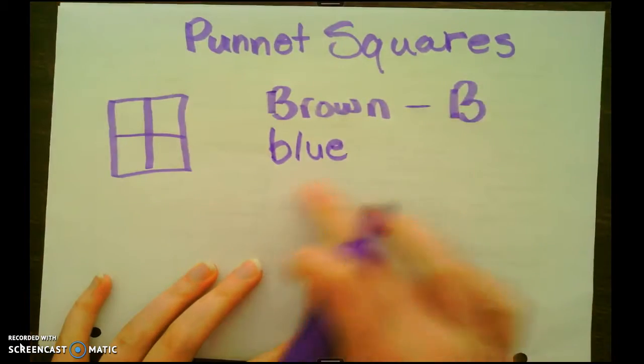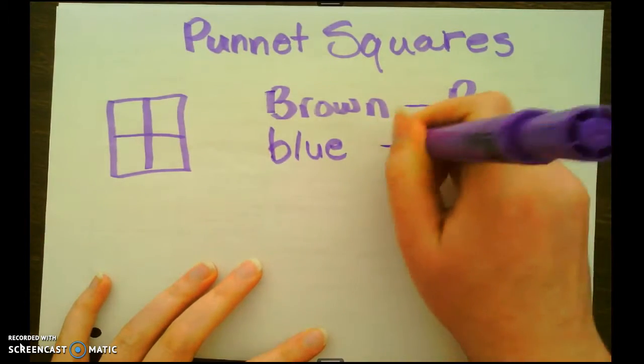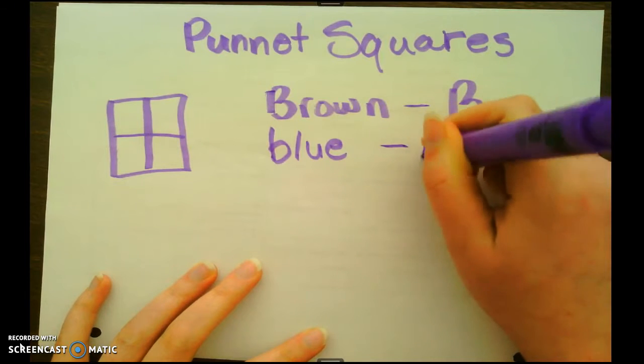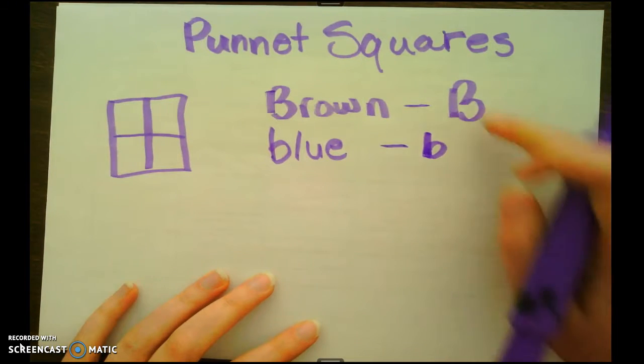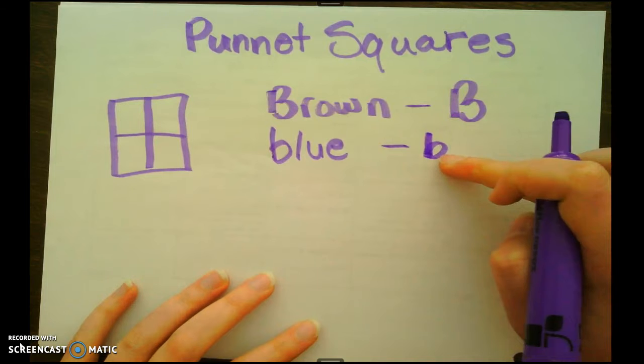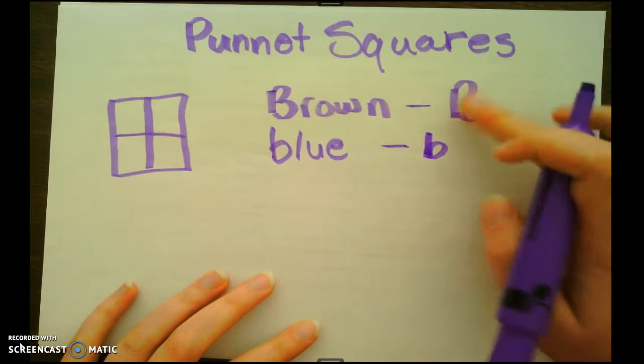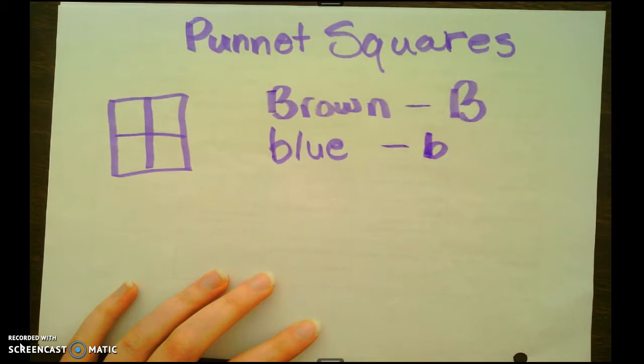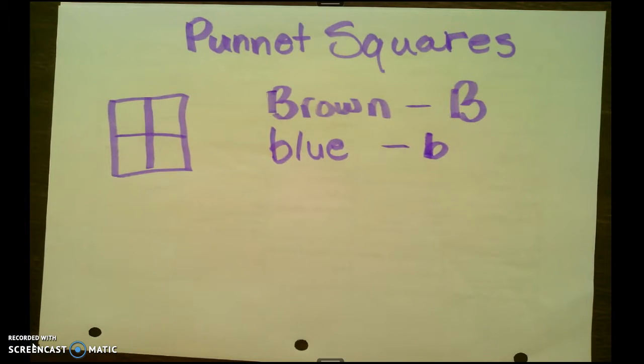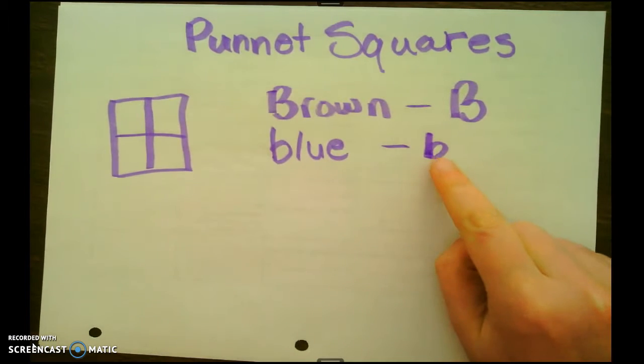Remember, recessive means you have to have 2 little b's in order to have blue eyes. If I have a big B and a little b, I have brown eyes. And if I have 2 big B's, I have brown eyes. If I have blue eyes, that means I have 2 copies of the little b allele.